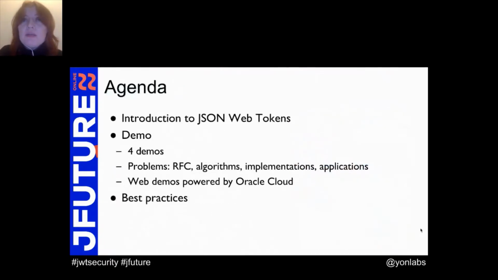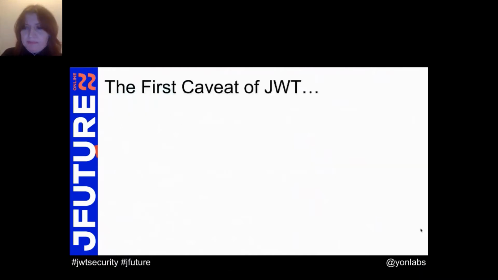What am I going to talk about today? First, a brief introduction to JSON Web Tokens, just for all of us to be on the same page. The key part of today's talk involves 4 demos that reveal some security problems with the spec, the implementation of token libraries, and some problems with our applications.